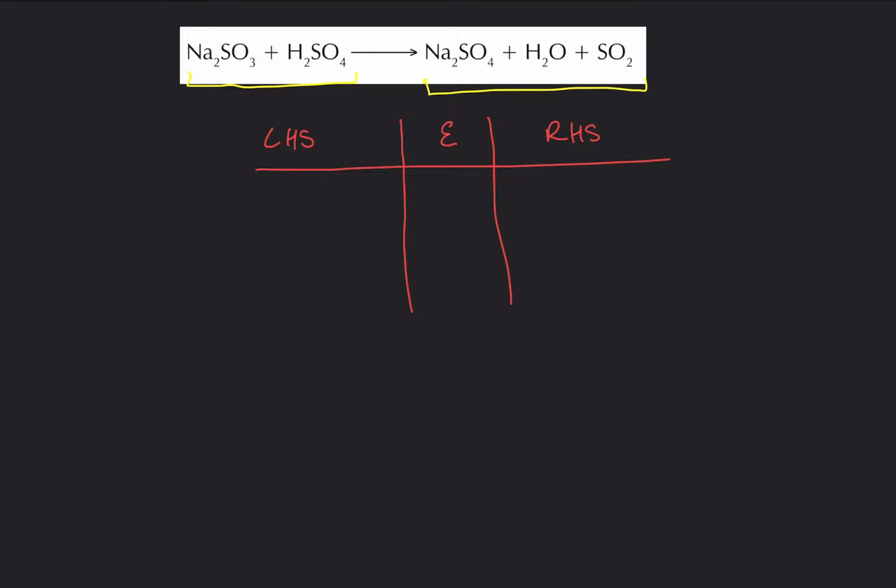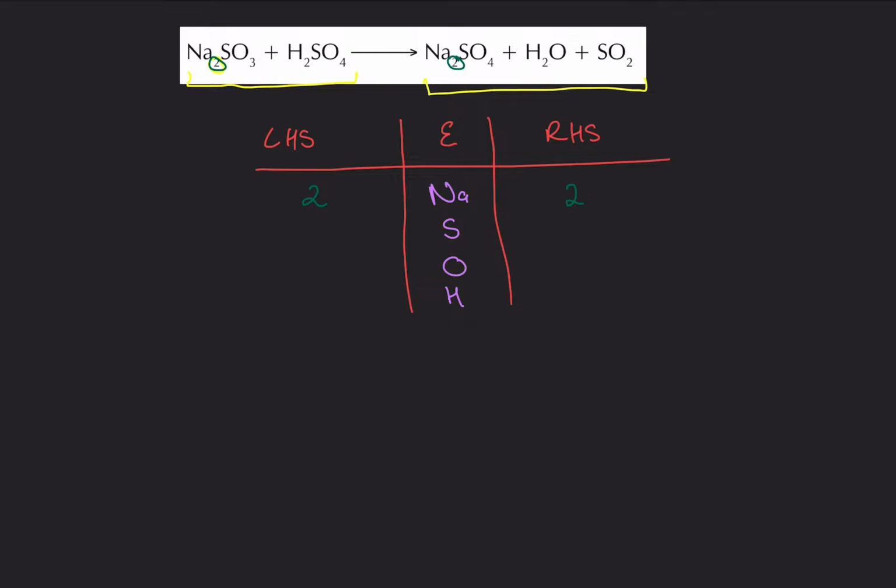Okay, so the first thing is to identify our elements. We see that there's sodium, sulfur, oxygen, and hydrogen. Okay, so we have all those there. Now, over here, do we see the little 2 there beside the sodium? That means that there's 2 sodiums there. Over here on this side, there's also 2. Okay.